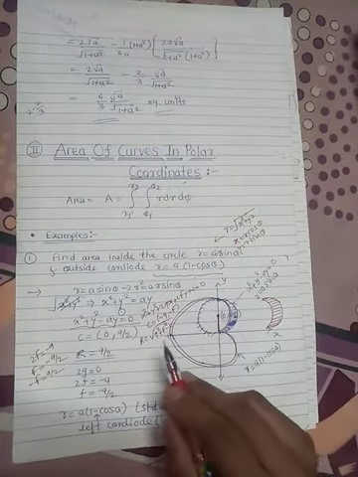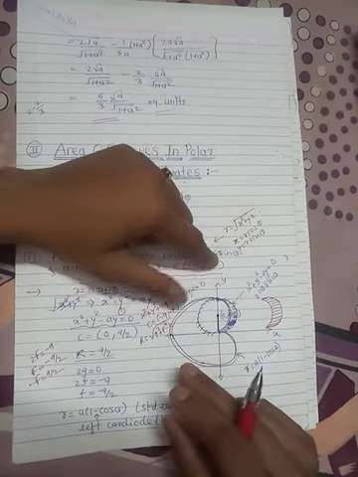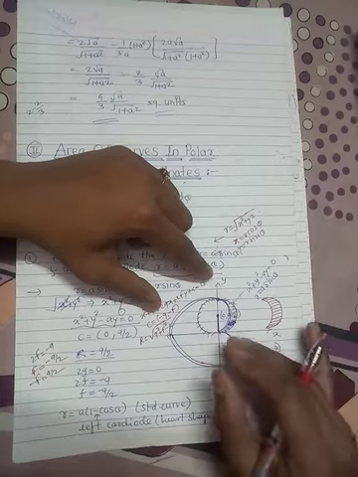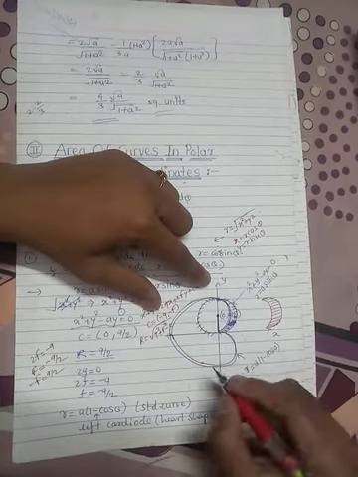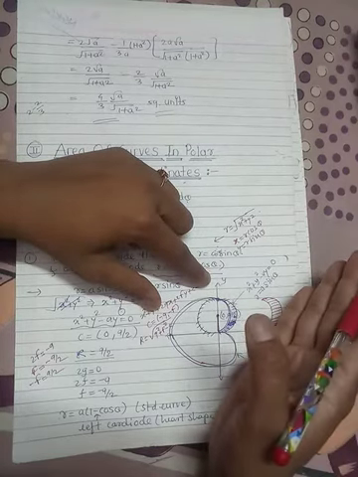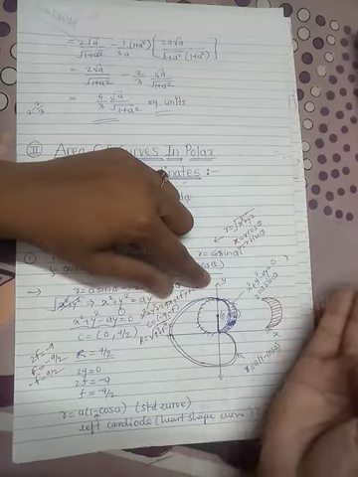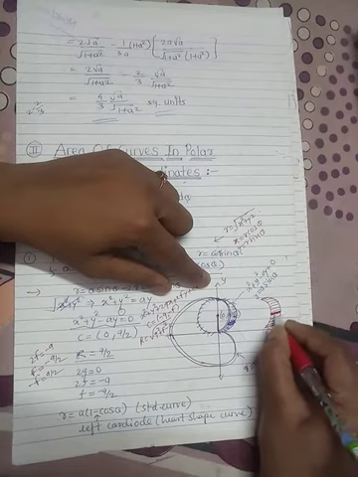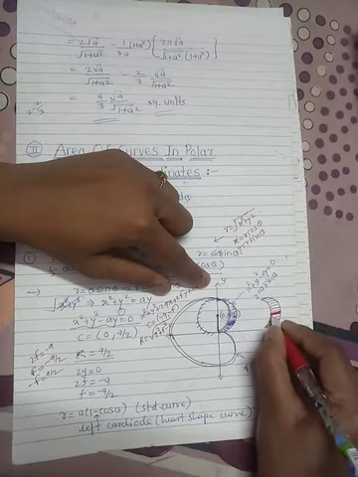So in polar coordinates, the strip is not parallel to the x-axis and not parallel to the y-axis. We have to take the radial strip, which moves in anti-clockwise direction. So we have to take the radial strip. Show the strip in the common area.